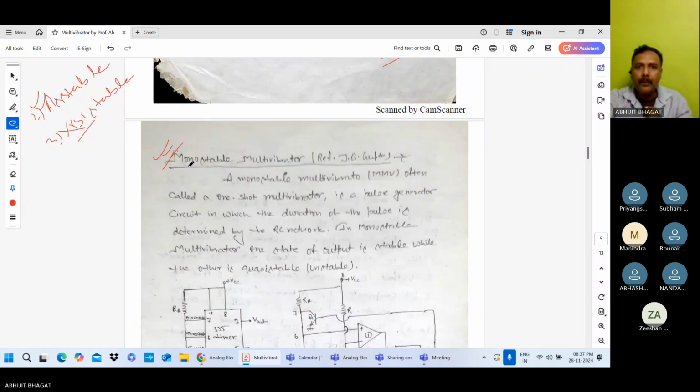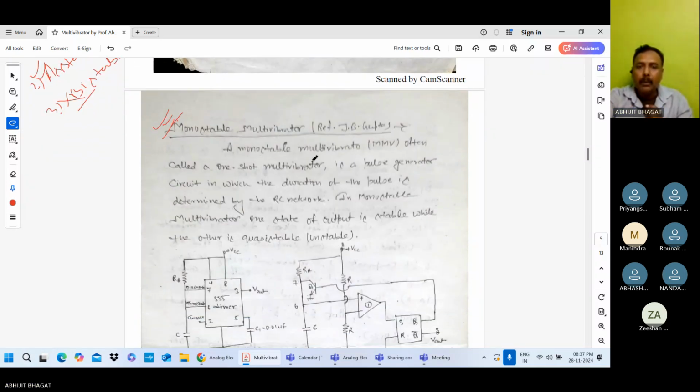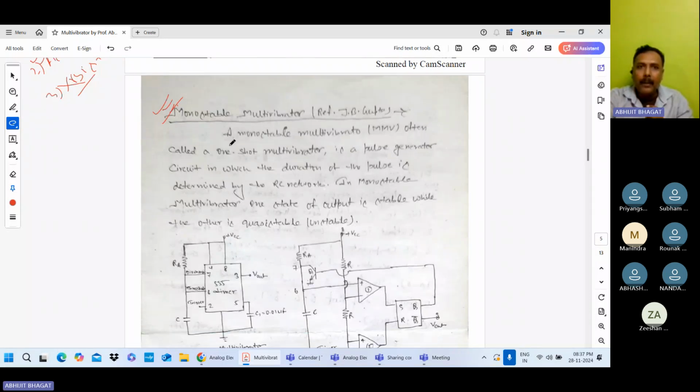Next, the monostable multivibrator. This monostable multivibrator is often called a one-shot multivibrator. One-shot in the sense that here you provide the trigger in one shot. Just provide the trigger, then relax. When you provide the trigger, you are getting the output. And if you do not provide the trigger, you are not getting the output.